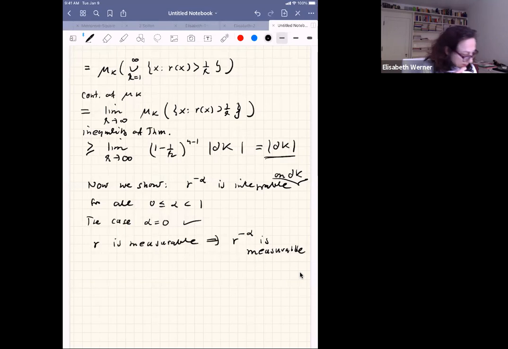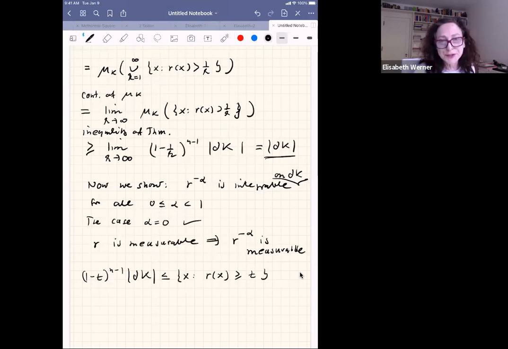Now let's take again the inequality of our theorem. The inequality of our theorem said that (1 - t)^(n-1) times the (n-1)-dimensional volume of the boundary of K is smaller or equal than the measure of the set of all x in the boundary of K for which we have that r(x) is bigger or equal than t. I forgot again to write mu_K, so sorry about that. To make things shorter, let me write it like so. That's now supposed to be mu_K, the (n-1)-dimensional surface measure. And so that was the inequality of the theorem.